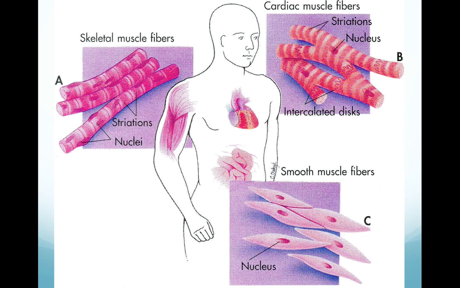Both skeletal and cardiac muscle are considered to be striated, so they've got stripes or lines. And the reason they do that is just because of the way the muscle fibers are arranged in that tissue. Smooth muscle is not striated just because of the way the muscle fibers line up.